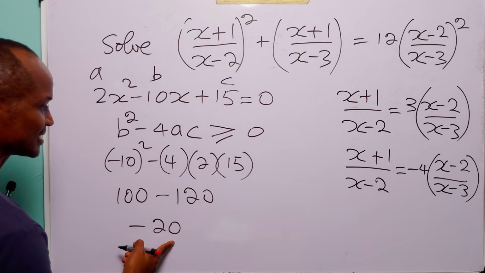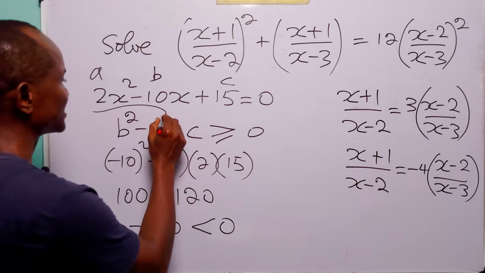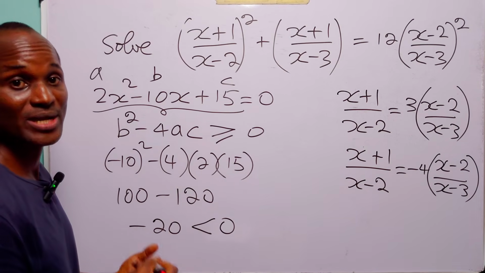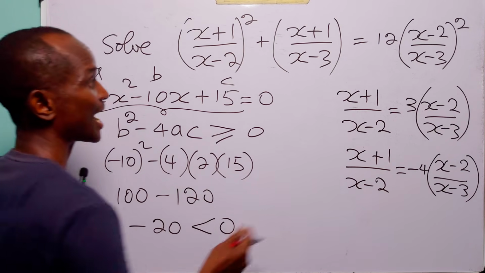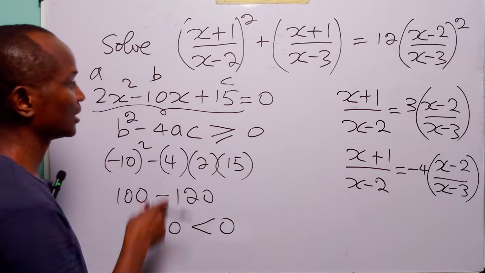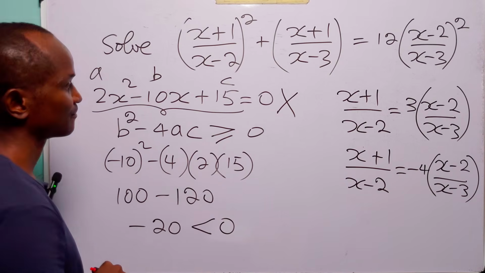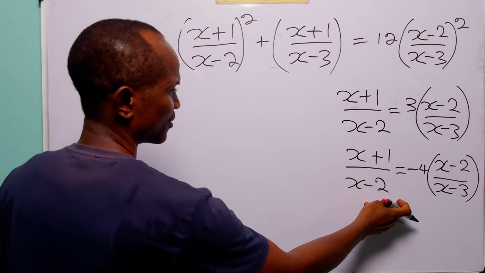100 minus 120 is minus 20. And you can see that this is less than 0. So this quadratic equation has no real roots. Since we are looking for the real values of x that satisfy this equation, this quadratic equation is useless to us. And now we come over to the second equation.